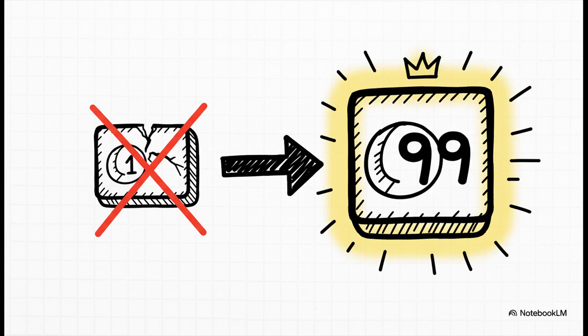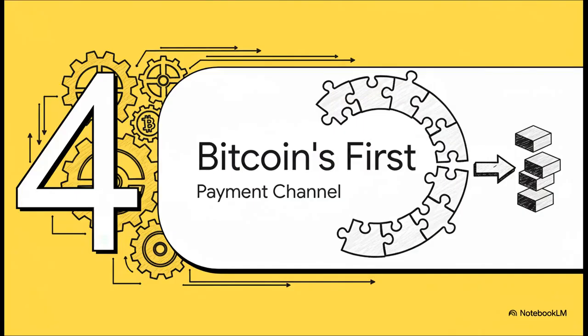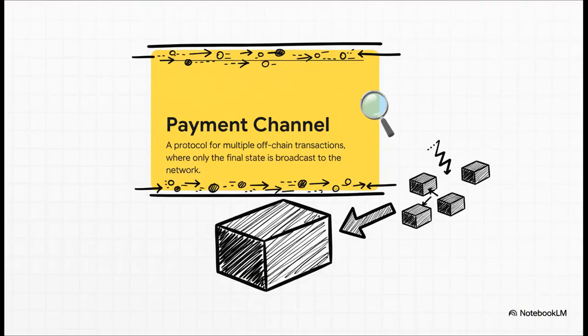It made the old versions replaceable. So what Alice and Bob were doing wasn't just some clever little hack for a card game. No way. This was the prototype for something way, way bigger. This was basically Bitcoin's very first payment channel. Yeah, today we have a name for this: a payment channel.